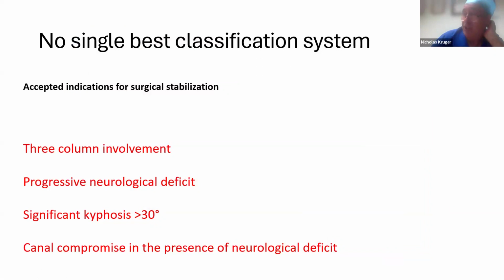Okay, so there's no one classification which is the best. When we talk about things, we talk about the Denis, but we should use the AO classification. But indications for surgery are still pretty much the same. If you have all three columns involved, and the Denis is a three-column system, A is a two-column system. If you have the front column involved and the posterior column involved, that's unstable. Patients with progressive neurological deficit, significant kyphosis, more than 30 degrees, and canal compression. Those are indications for surgery.